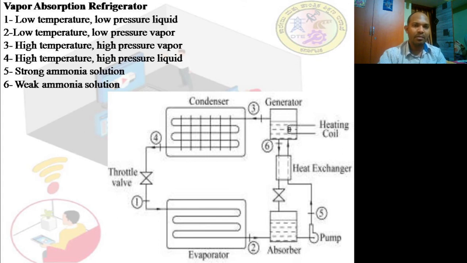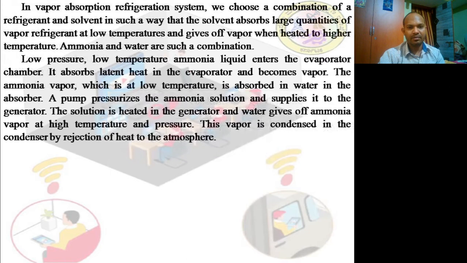Then obviously the high temperature, high pressure vapor will be condensed to a high temperature, high pressure liquid, and this liquid will be allowed to pass through the throttle valve, where it will be expanded, and this expanded one, a lower temperature, lower pressure liquid, will enter into the evaporator. This is what is being carried out.